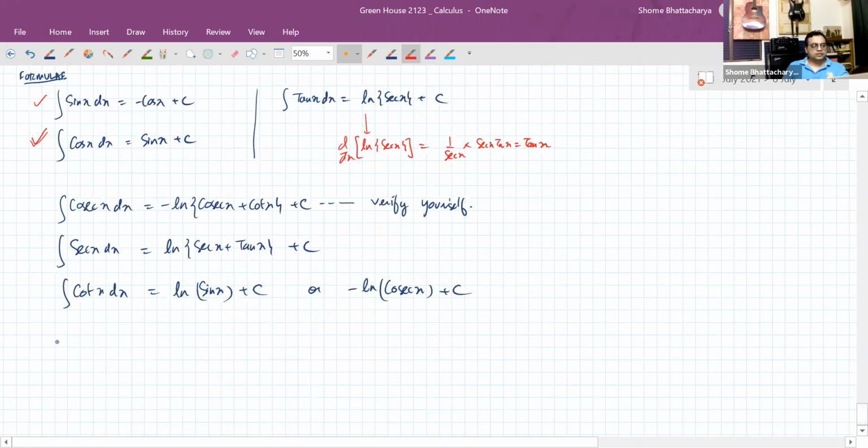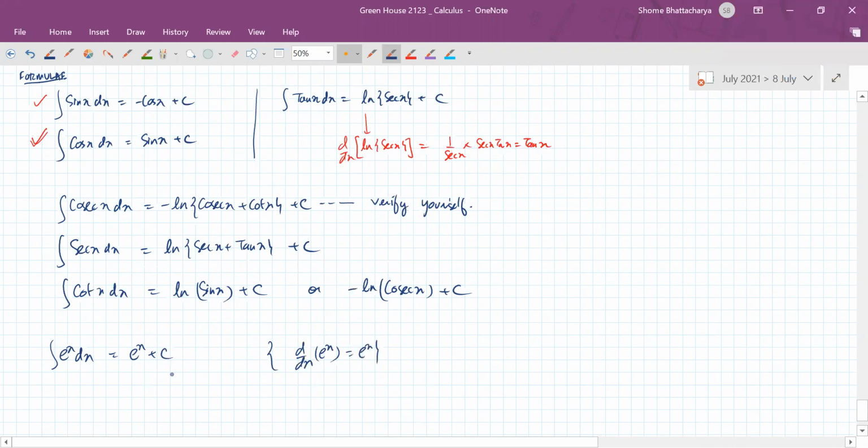And exponential function also, integration of e raised power x is e raised power x plus c only. This is the easiest because you know that differentiation of e raised power x is e raised power x. So therefore, integration of e raised power x is also e raised power x.